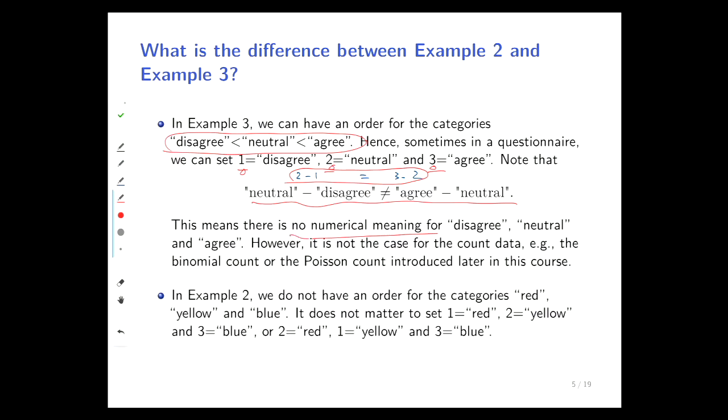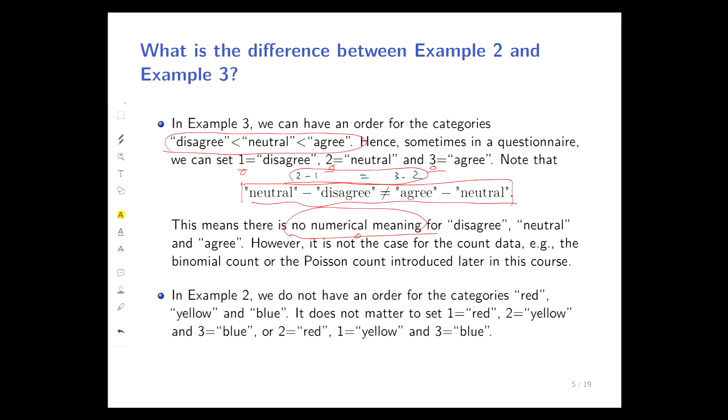But later we are going to talk about something called count data, like how many students do we have in this lecture theater? 1 student, 2 students, 3 students. In this case, we still have numerical meaning, but for ordinal response, we do not. We will talk about count data later. So today we focus on ordinal response without any numerical meaning.